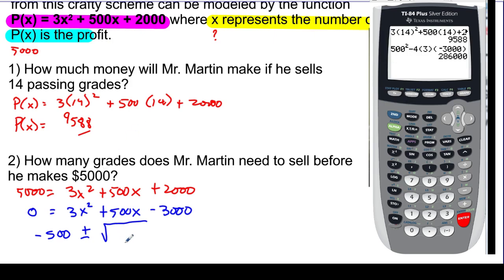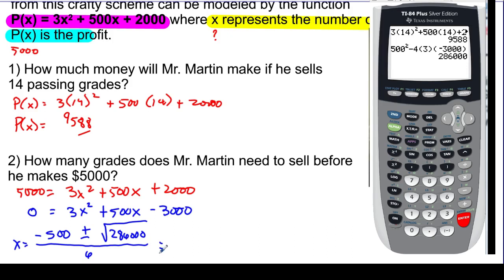So I'm going to go to my radical, and I know that under here was b squared minus 4ac, so for us that is 286,000. Okay? And it's all over 2a. Well, our 2 times a would be 2 times 3, which is 6. So I know that my x values, my number of grades sold, is this quadratic plug-in right here. So we just need to simplify this.